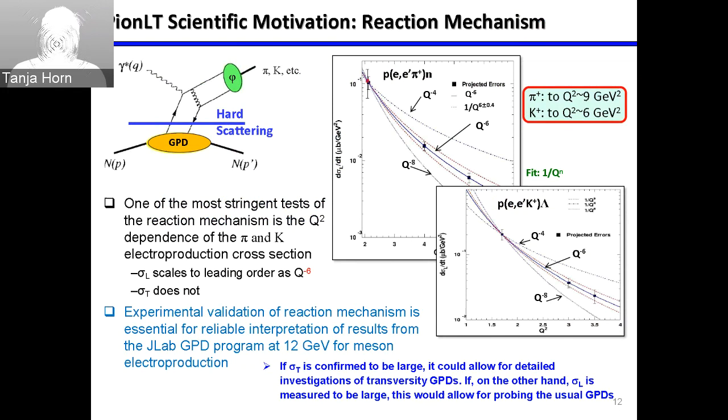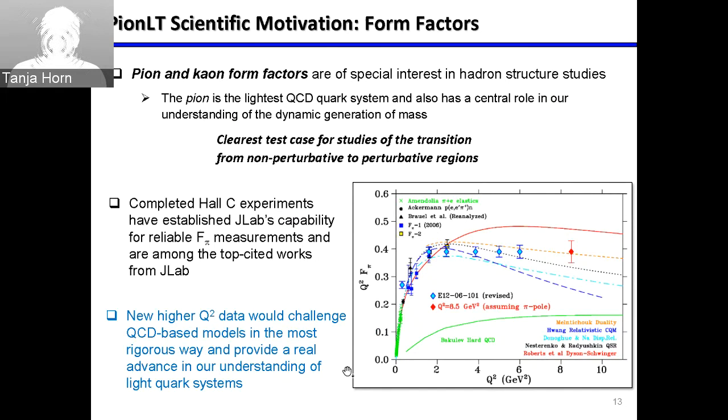Come to the form factors. Here I already mentioned that in Hall C we completed a series of pion measurements. These are among the top cited works from JLab and show that we can do reliable extractions. New higher Q squared data, shown in this plot on the bottom right, essentially these diamonds in blue, would challenge the QCD-based models. All of them are shown here. There are various ones listed down here, in a very rigorous way, and of course they provide us a real advance in understanding light quark systems, connecting to what I talked about earlier about the light hadron masses.